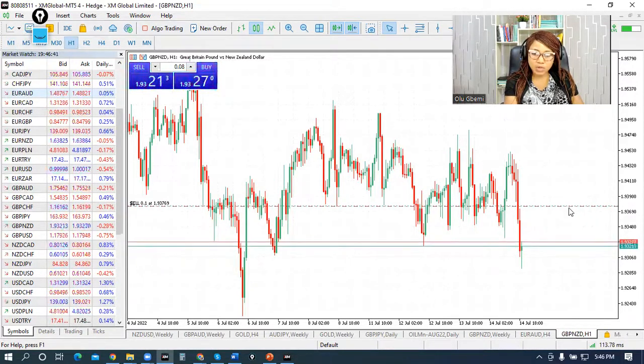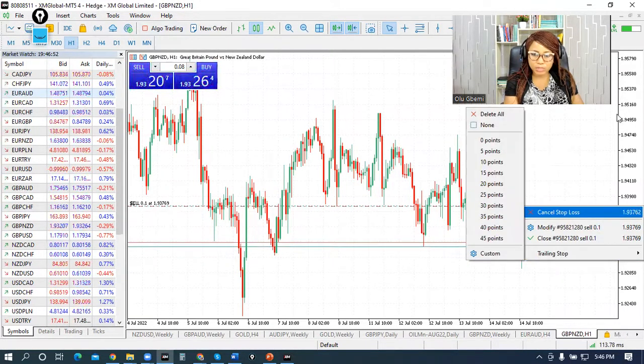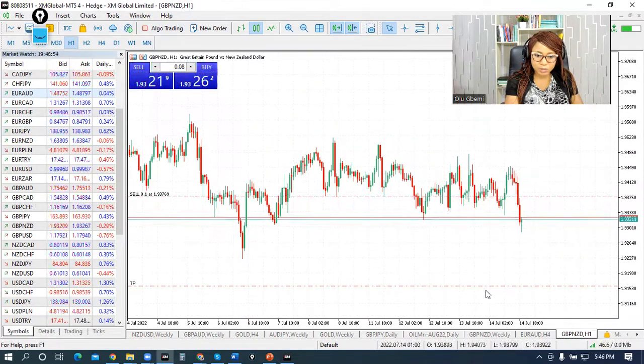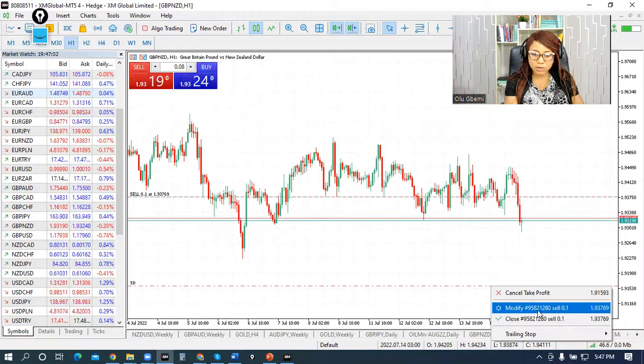Now, to do that, you just need to right click on that line, your entry line, or your stop loss line or whatever you've set, or even the take profit line. So the expected take profit for me is down here, so let's say that's what I click. I can right click it and then you see this pop up here: cancel, take profit, modify, close.